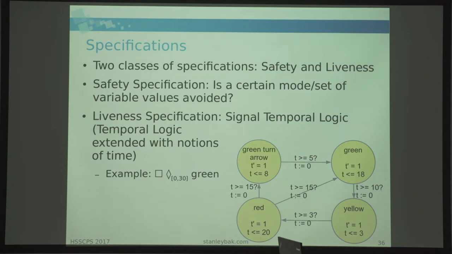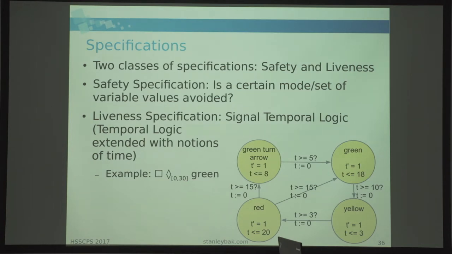Specifications. So we had specifications for finite state machines and omega automata. We had temporal logics. So for hybrid systems, there are also methods to give specifications over this richer class of models. So there are signal temporal logic specifications. And the way I think of those is, it's temporal logic, so you have all the same operators, always, eventually. But it's extended with notions of time. So you could imagine this is an example of a specification: always, eventually, within 0 to 30 seconds, the light turns green.